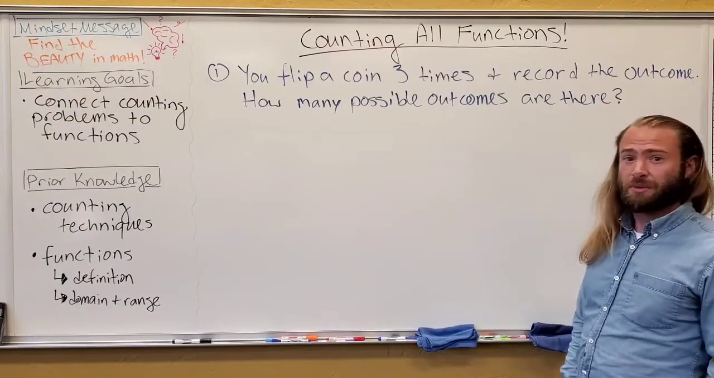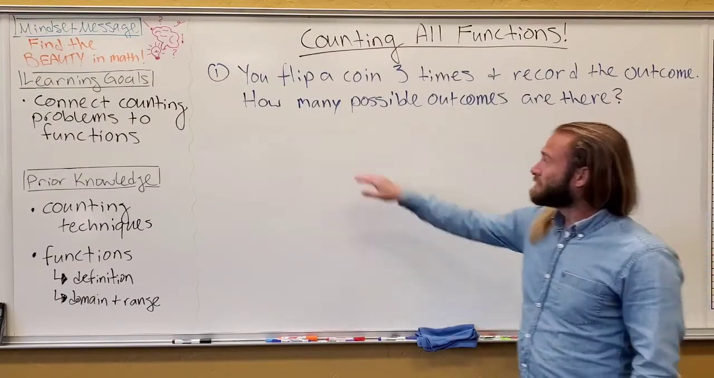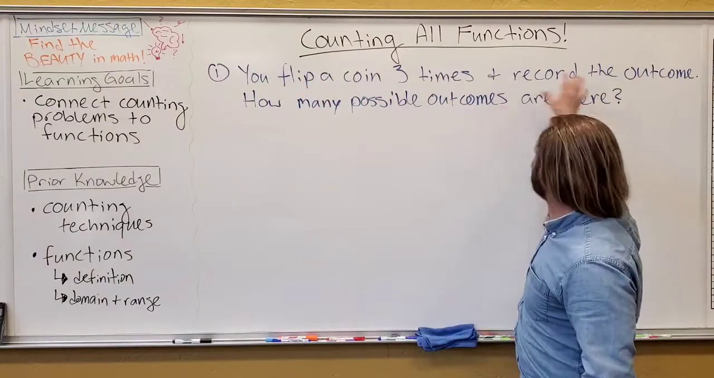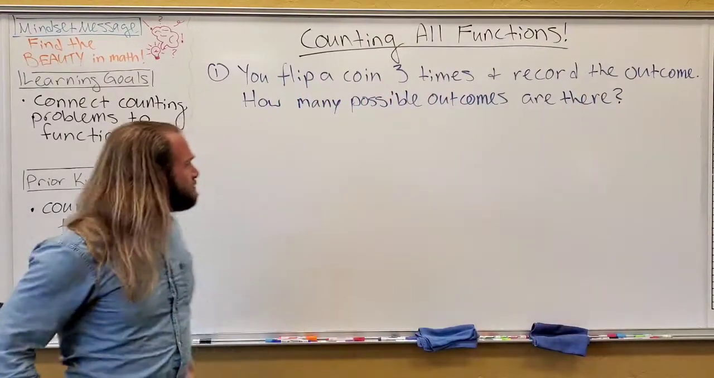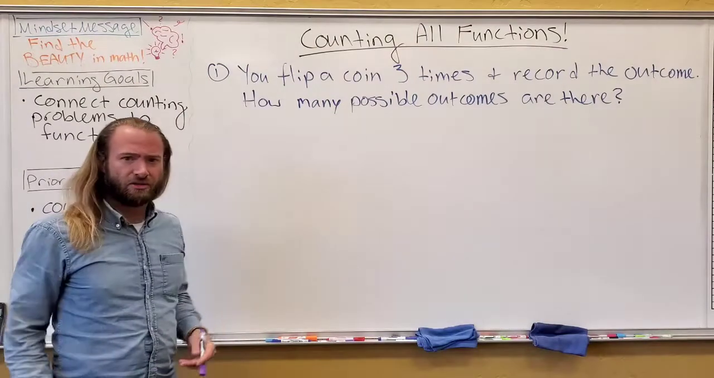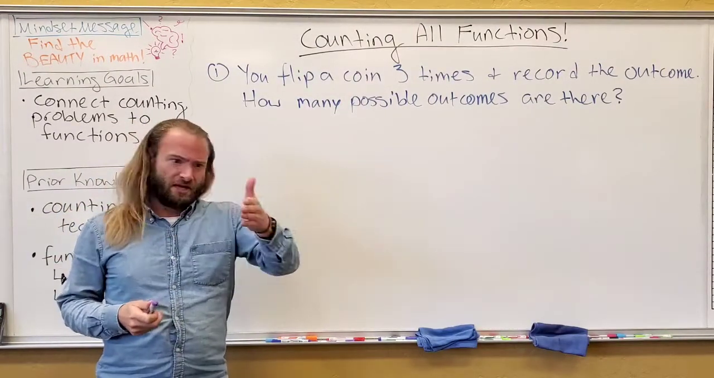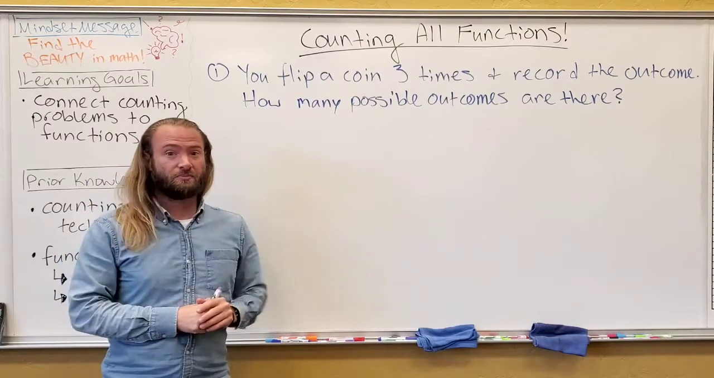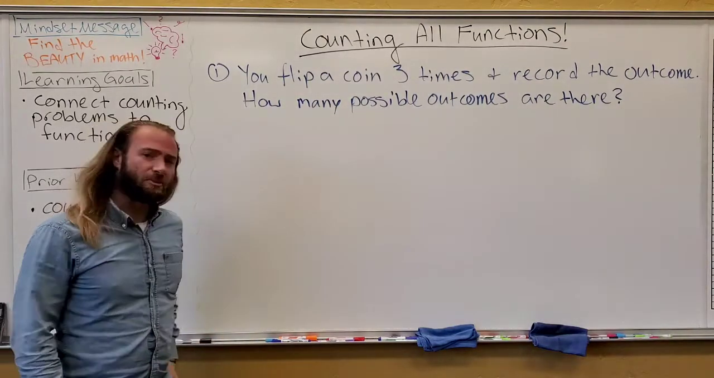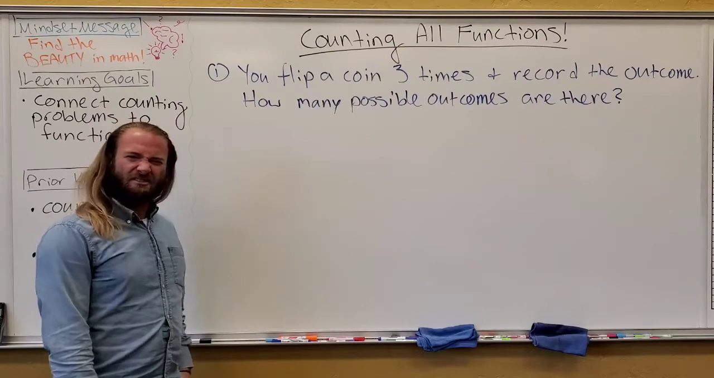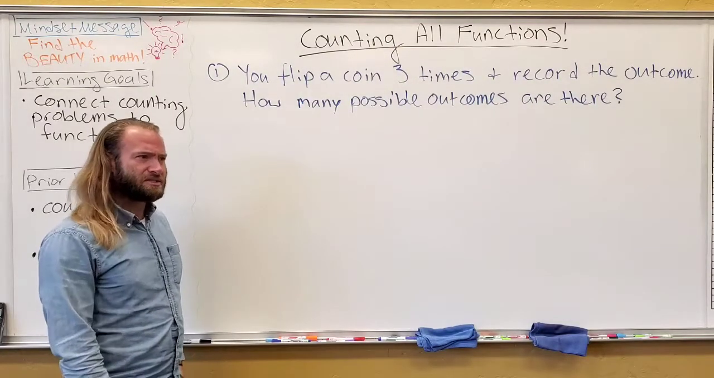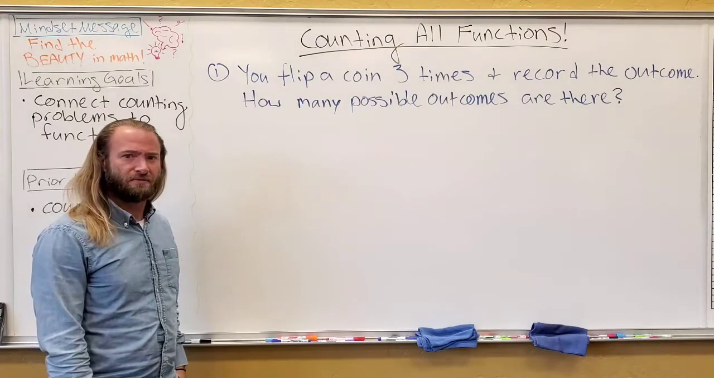So here's a recent problem that you might be familiar with. Suppose you flip a coin 3 times and record the outcome. How many possible outcomes are there? And remember, an outcome in this case would be like 3 coins. So heads, tails, tails. That's one outcome, right? So we've talked about similar problems there. But how does this relate to functions? And how can this actually help us answer this question?